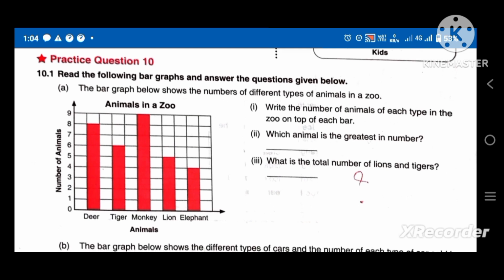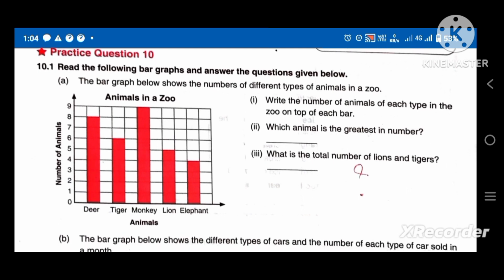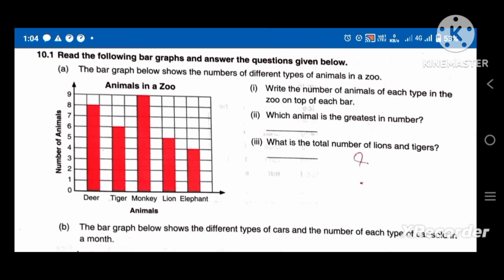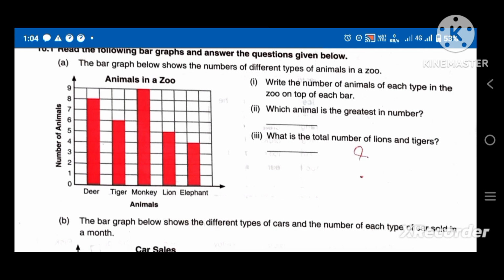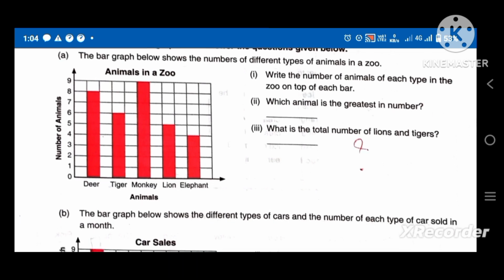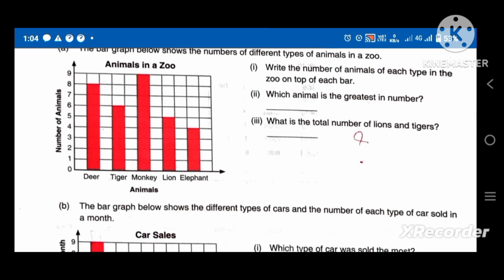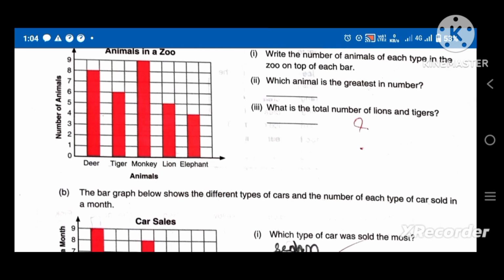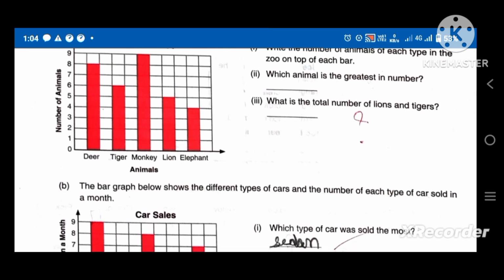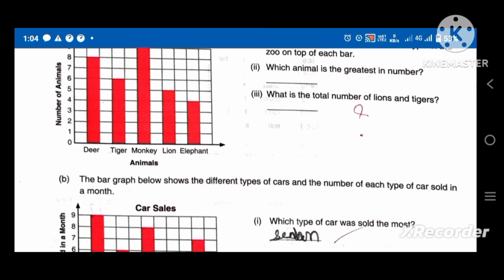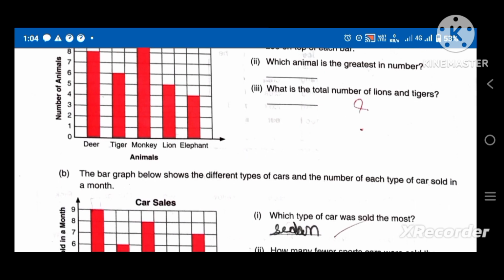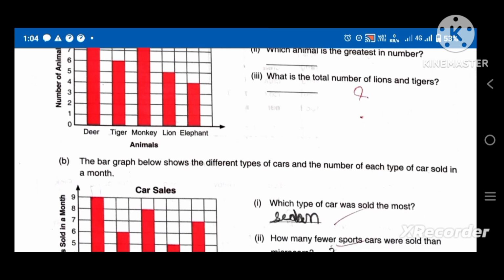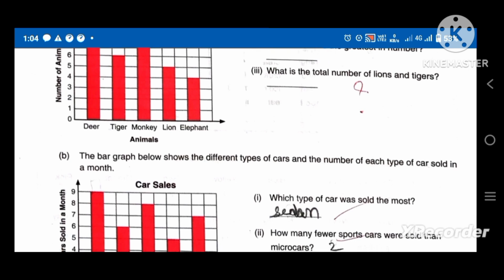Monkeys are 9 in the zoo. Lions are 5. Elephants are 4 in number. Question number 1. Write the number of animals of each type in the zoo on top of each bar. Monkeys are top. Second one, which animal is the greatest in number? Monkeys. Third one, what is the total number of lions and tigers?